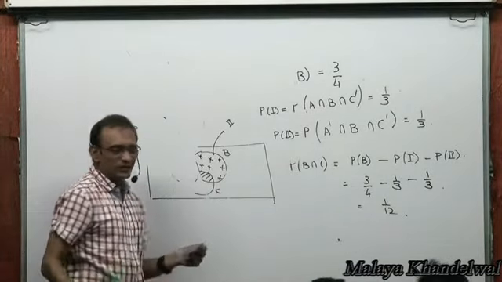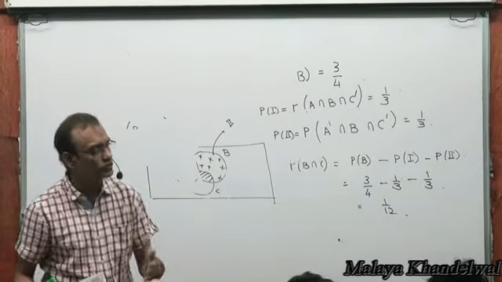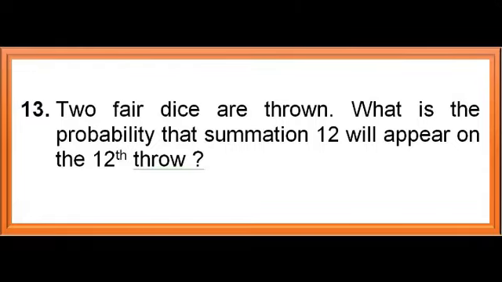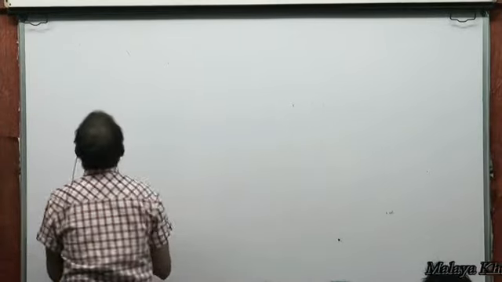12 will appear on the 12th row, only in the 12th row. In the 12th row only, that's what it means. Two fair dice are thrown.